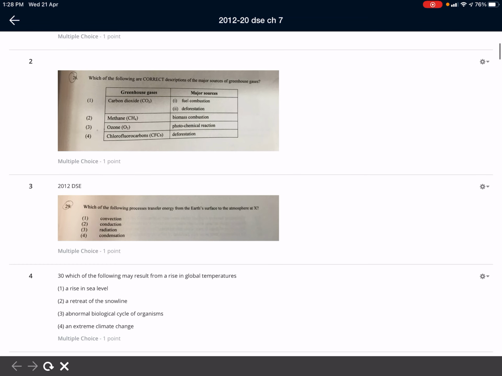Number 2, which is talking about which of the following are the correct description of the major source of the greenhouse gas. Carbon dioxide, which is caused by the combustion and also deforestation. Number 1 is correct. Methane, which is talking about the biomass combustion. Is it the case? I don't think so.